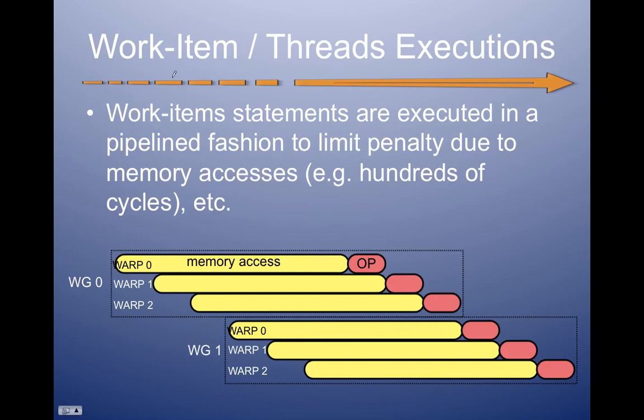One of the nice things with work item and thread executions is that when I have a warp, all work items in a warp will be executing a memory access. So if I want to pipeline, I can take another warp, another subgroup of work items, and pipeline them. In this way, I will keep my machine busy. If I have enough resources, I can even pipeline between work groups. So this way I will have many threads in flight: the ones in parallel inside the warp, the pipeline between the warps.